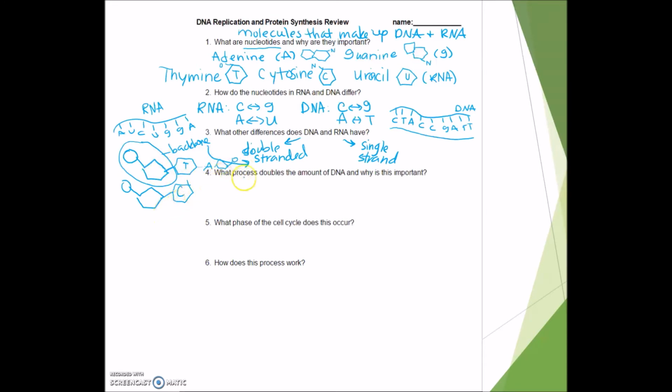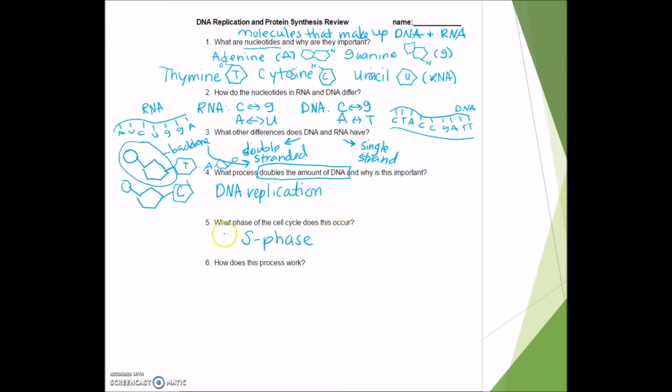Okay? So what process doubles the amount of DNA? Well, this is what we learned about, and this is called DNA replication. Okay, and so DNA replication is doubling the amount of DNA in the nucleus. Okay, and this is how our cells replicate. So we learned about DNA replication first when we were talking about the cell cycle. And this one says right here, what phase of the cell cycle does this occur in? This is the S phase.